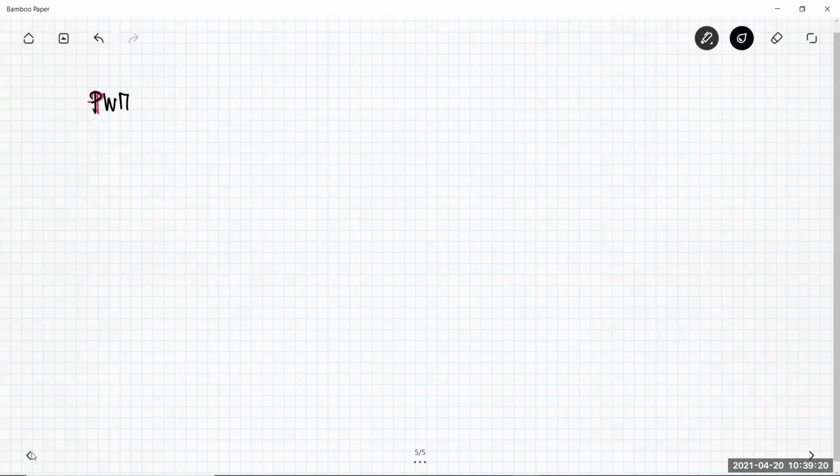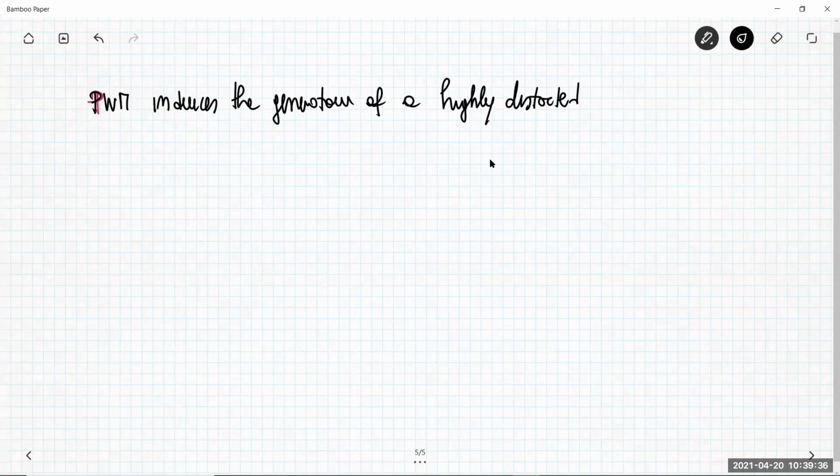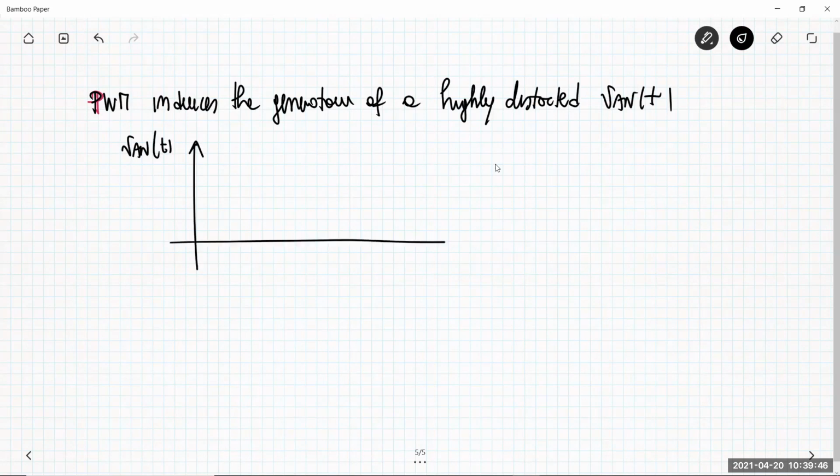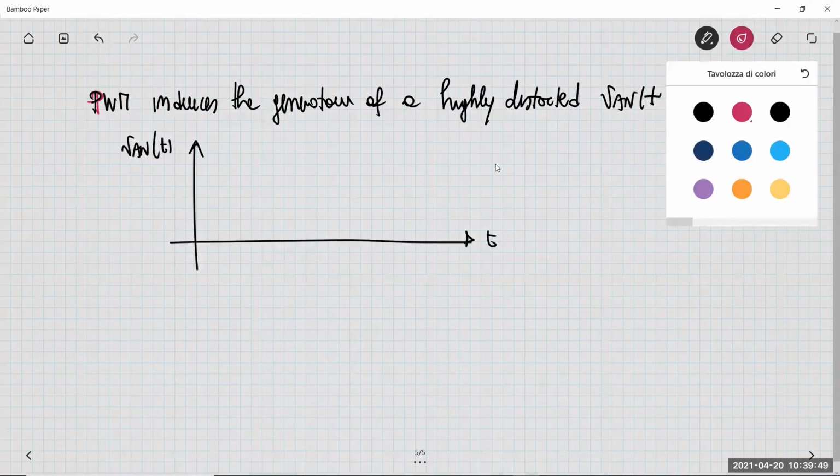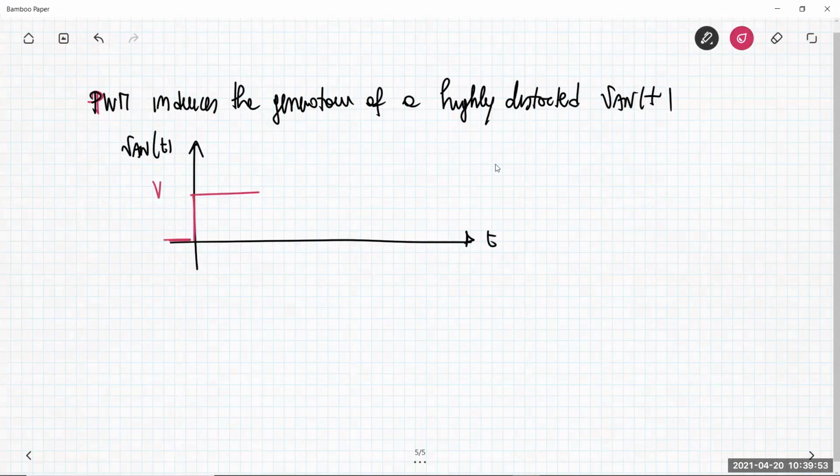So pulse width modulation induces the generation of a highly distorted VAN over T. Depending on the value of the unitary switching function, it can be equal to VD or it can be 0. So this is not something that you can say is not distorted.